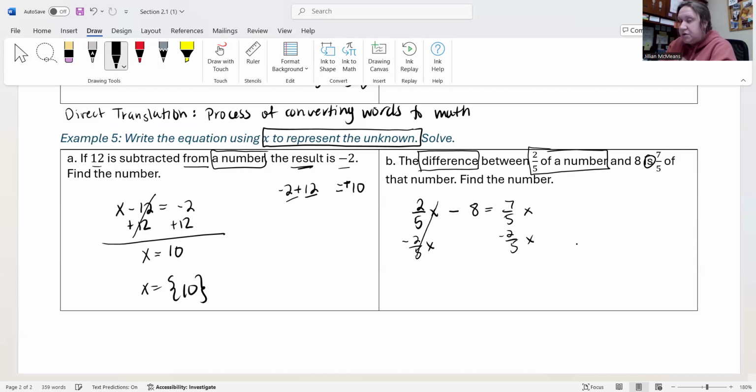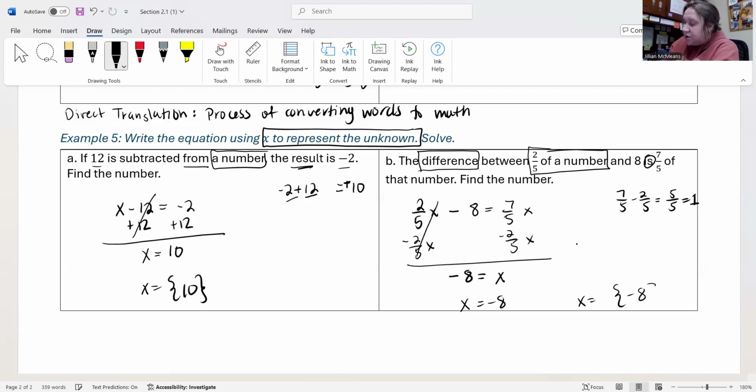Well, 2/5 minus 2/5 is just 0. So 2/5 x minus 2/5 x is just 0. 0 minus 8 is -8. And then if I have 7/5 x minus 2/5 x, that's really just 7/5 minus 2/5. Well, 7 minus 2 is 5. And 5 over 5 is really just 1. So even though it looks crazy, 7/5 x minus 2/5 x is just x. So we always want to put the x first. We would say x equals -8. So we can say with confidence here the solution is -8.